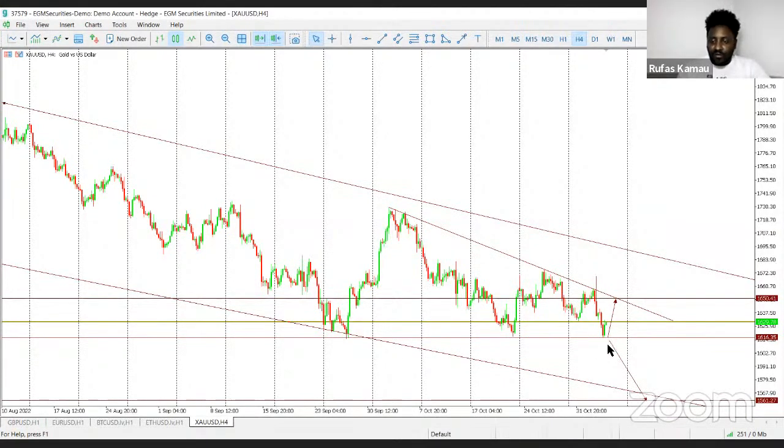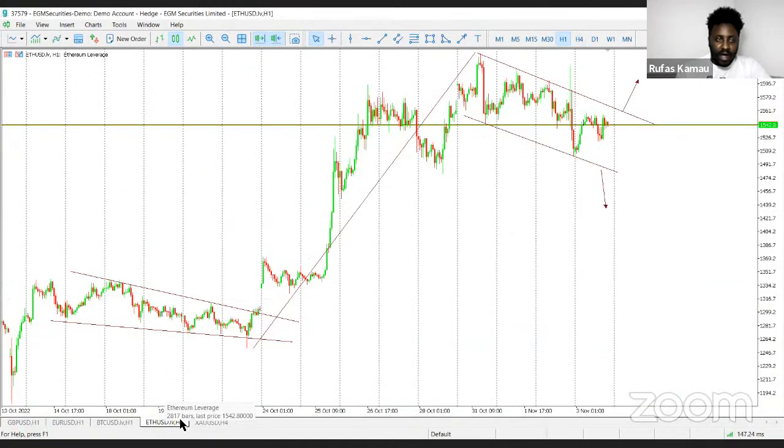These are major support levels. If it's broken, 1560 becomes a target. But if the bullish momentum continues, then the short-term target lies at 1650. So I think that's my opinion on gold.